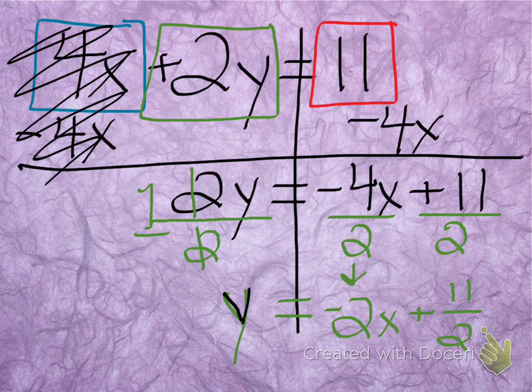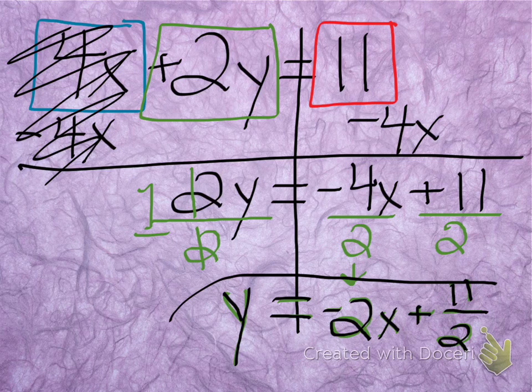And I'll go over that in black so it's a little easier to see. So we have y equals negative 2x plus 11 over 2. And 11 over 2 can't be simplified, so we just leave it as a fraction. Let's try another example like that.